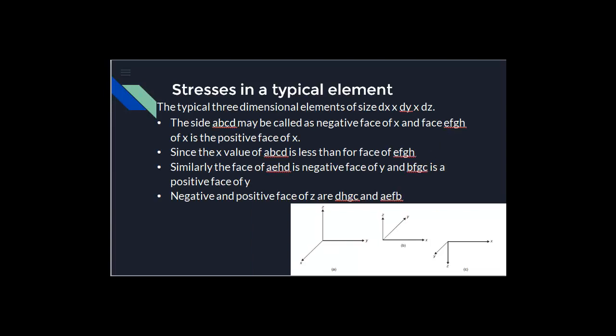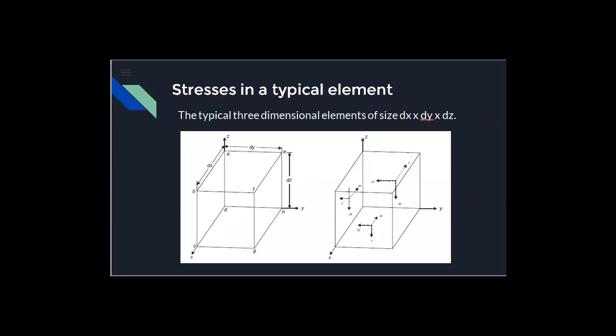Now the stresses in the 3-dimensional element with the sizes of dx, dy and dz will be computed based on its coordinate system along with its orientation. So now imagine you are placing a square cuboid in the corner of the wall, and consider the corner of the wall as 3 axes: x-axis, y-axis and z-axis. In this 3-dimensional element, the face ABCD is called the negative face of x, whereas the face EFGH is termed the positive face of x.